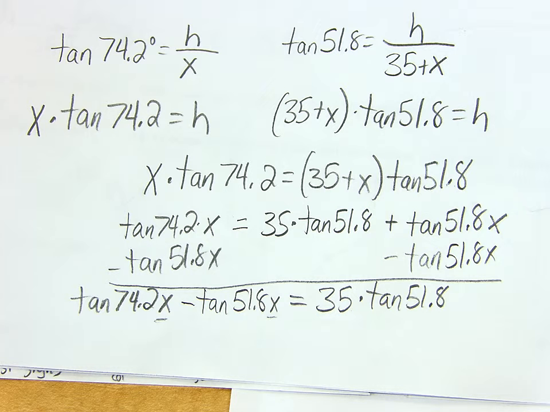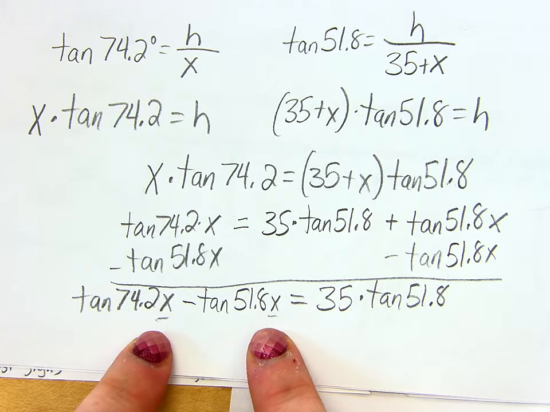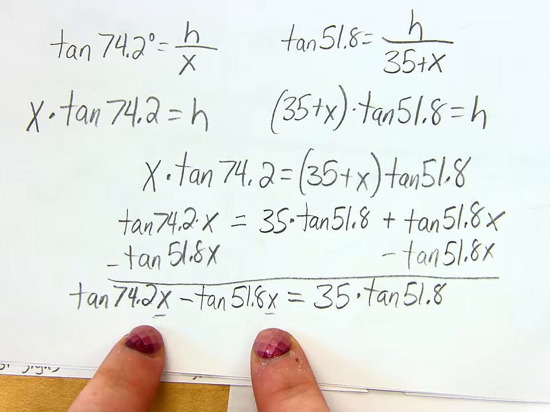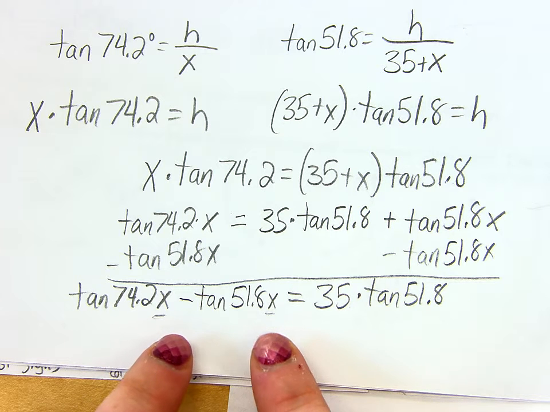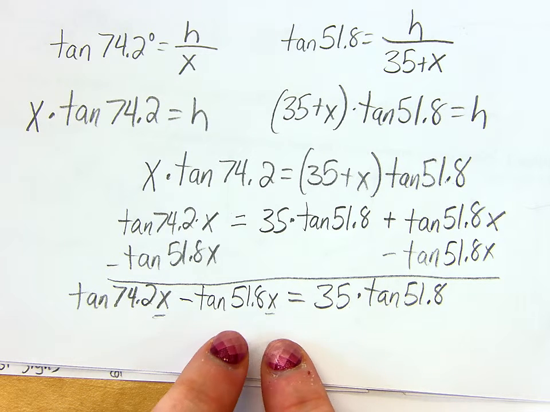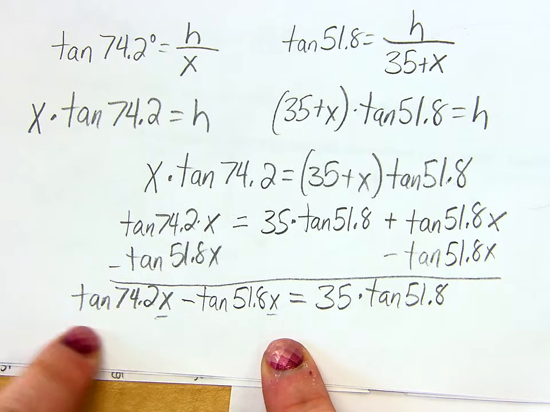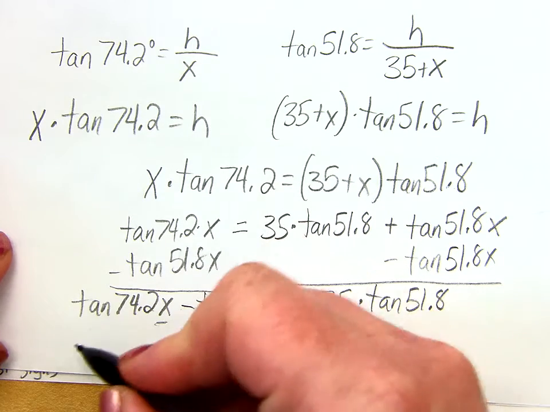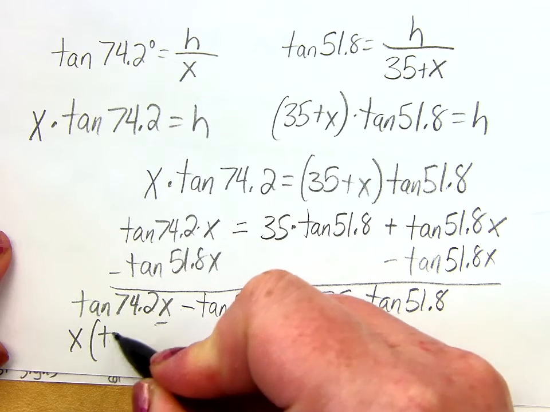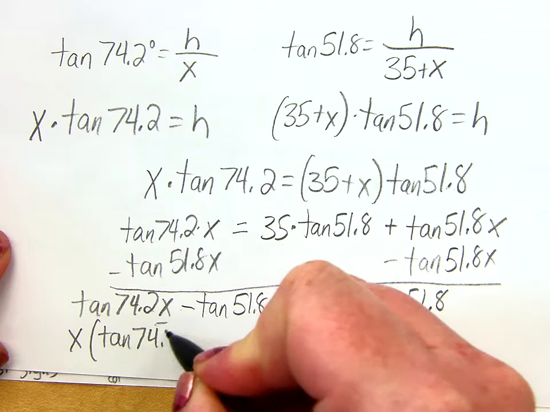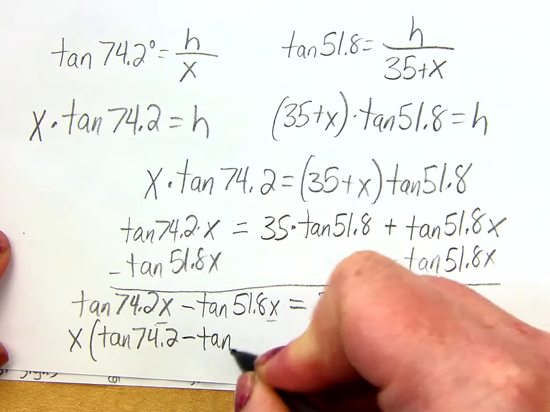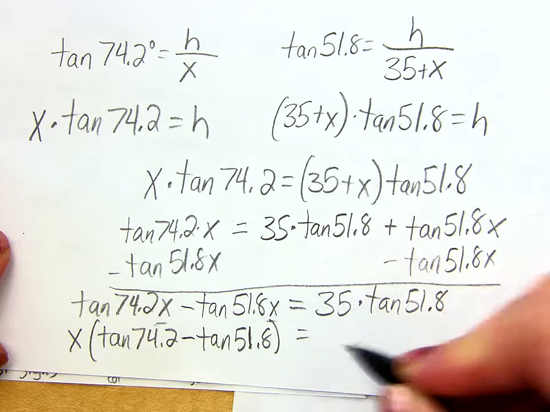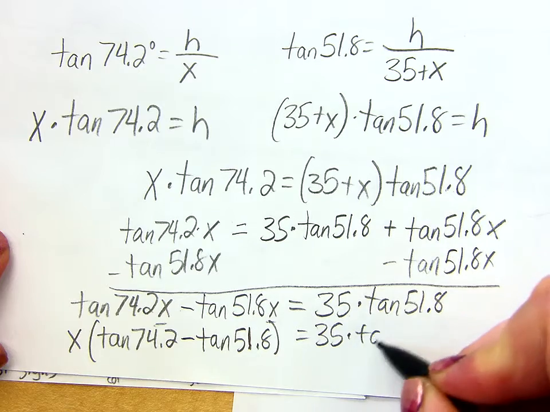I know someone knows what to do here. We're right here. We're so close. All you have to do, if these both have an x, can't I just... You're close, but... Divide, multiply, add them up. Oh, factor. Yes, factor out an x. So now I have x times tangent of 74.2 minus tangent of 51.8. Oops. I've written tangent way too many times. Equals 35 times tangent of 51.8.